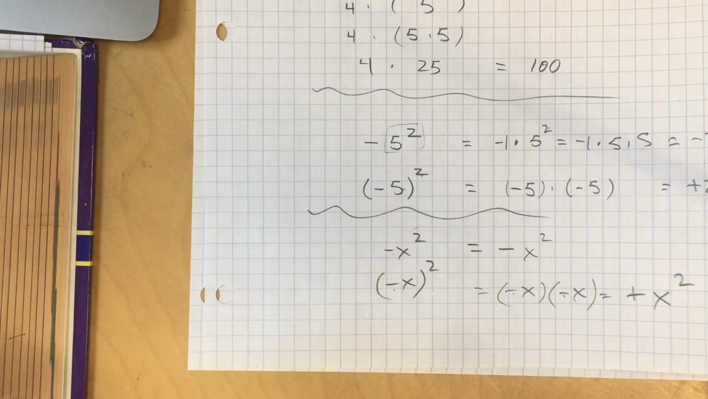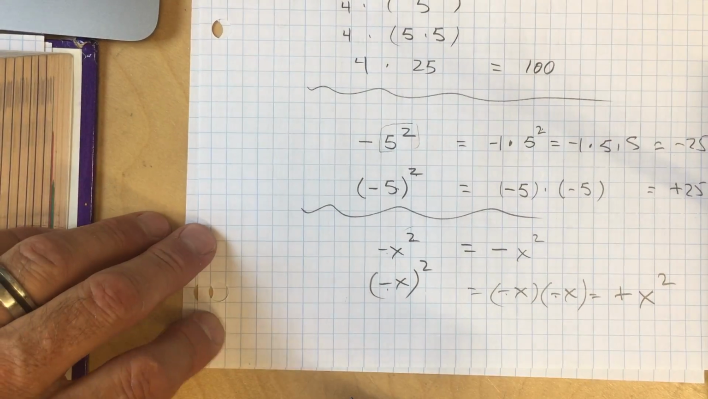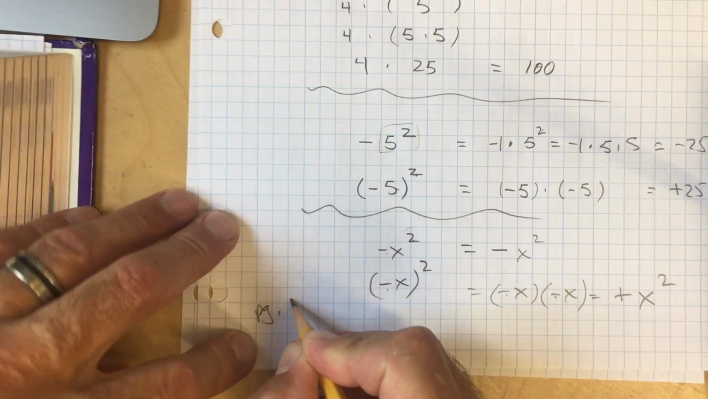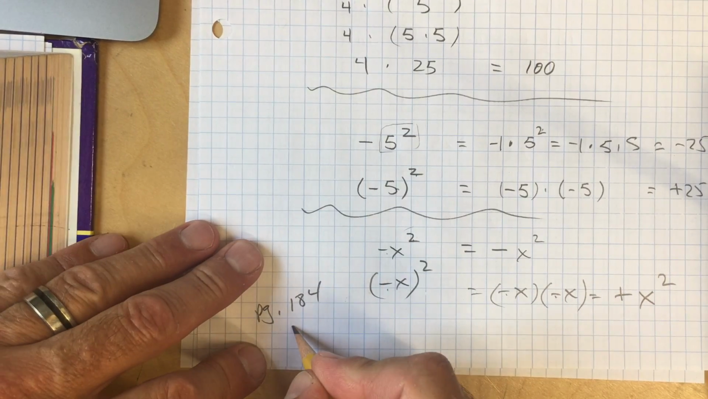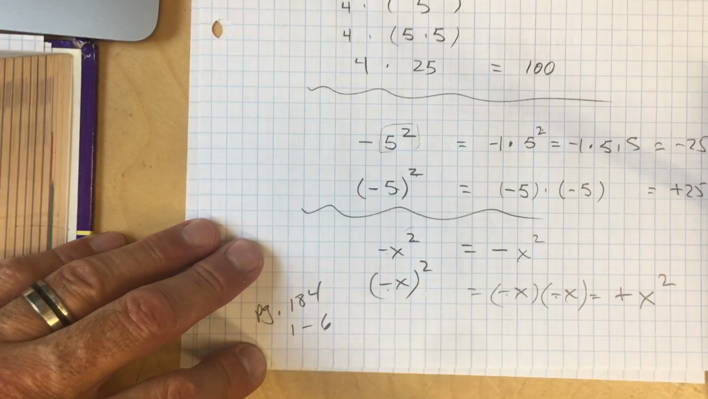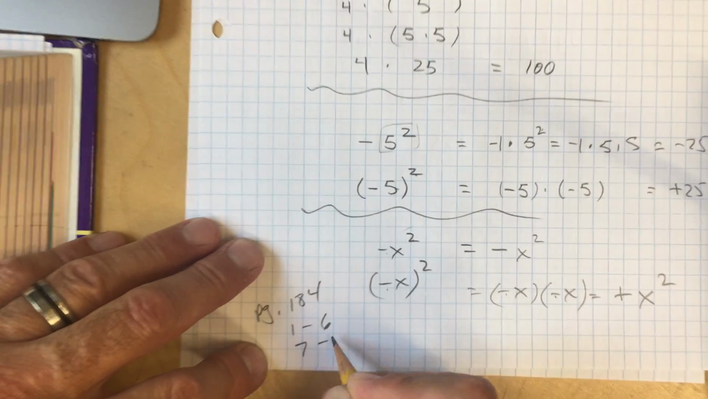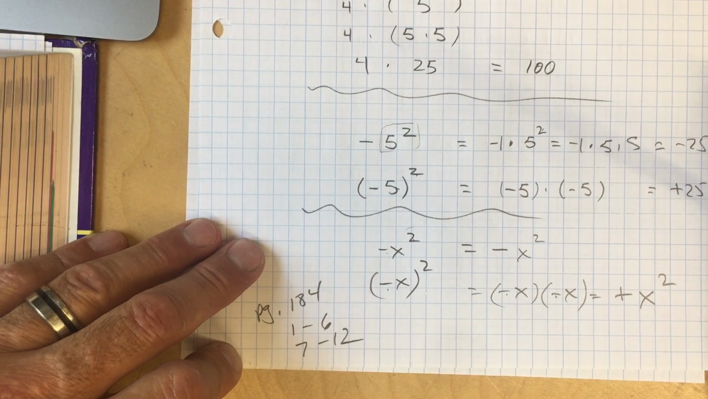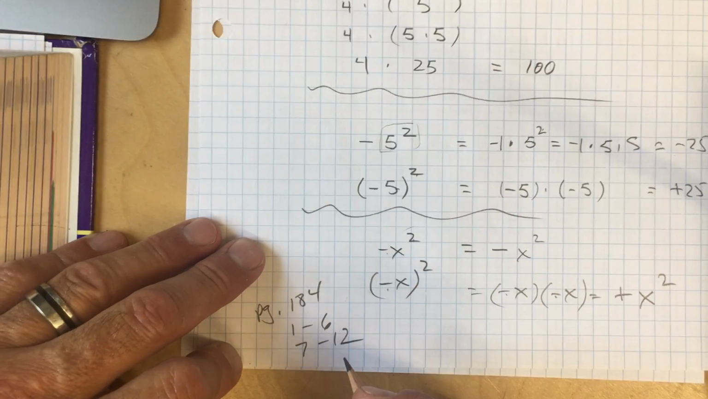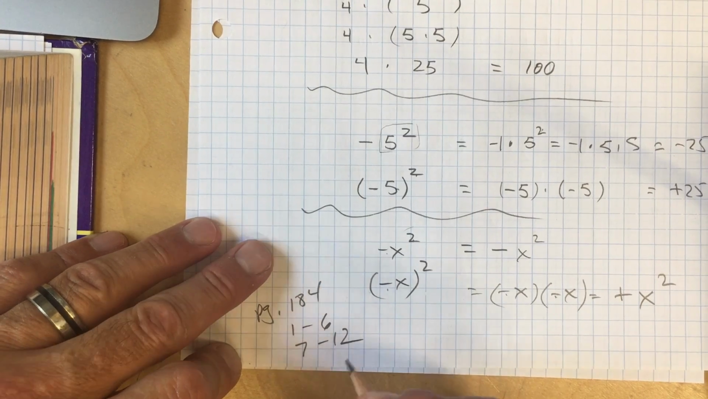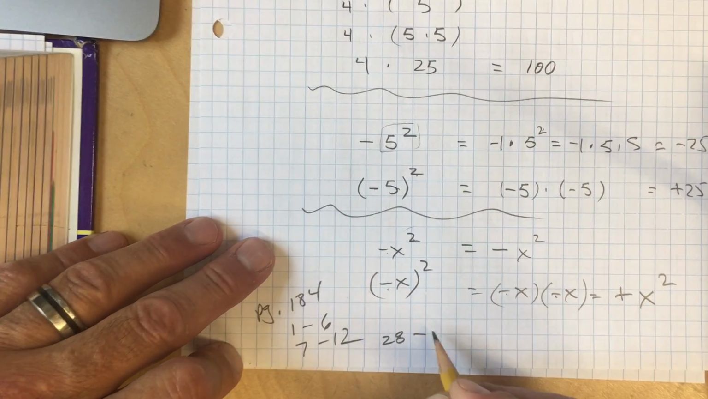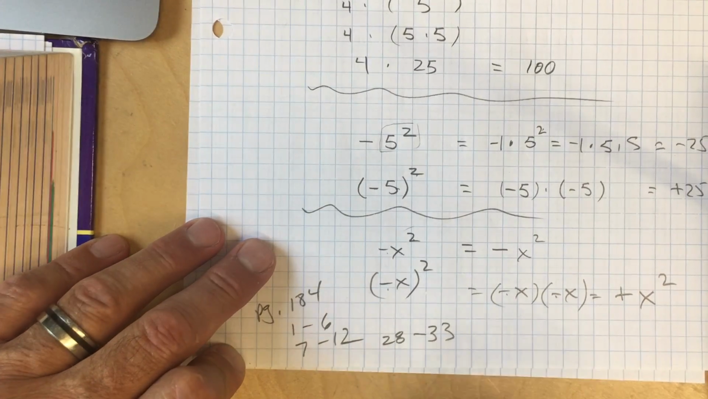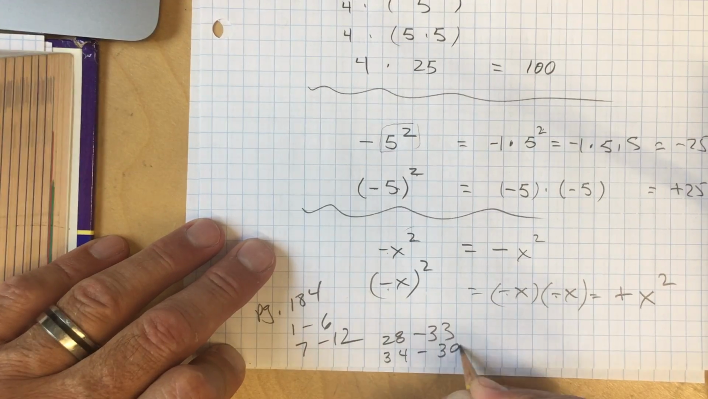Okay, so that's a good review. Let's do, you could do this on page 184. You can do 1 through 6. You can do 7 through 12. And how about 28 to 33 and 34 to 39. Okay?